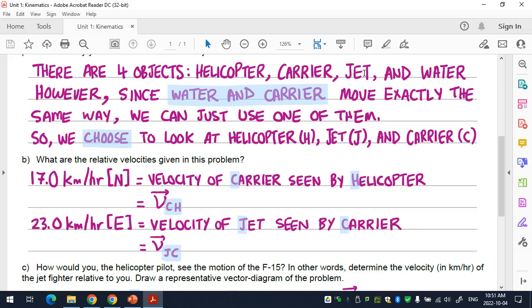Okay, Hannah, can you read for me, please? Question C. So basically, how would you see the jet move, right? Would that be V helicopter to jet or jet to helicopter? Would that question ask for VJH or VHJ? VJ according to what? According to H.